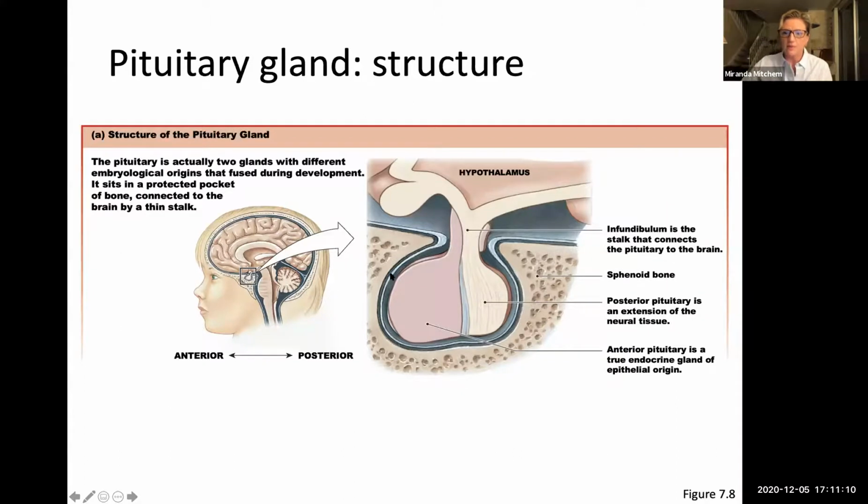So zooming in on the pituitary gland, we can perhaps better see the cartoon representation of this different tissue. So this part here is the posterior behind, and then this is the anterior pituitary. So the anterior pituitary section is a true endocrine gland because it's made from epithelial tissue, whereas the posterior pituitary gland is made from the neural tissue, and then it's protected within this bone here.